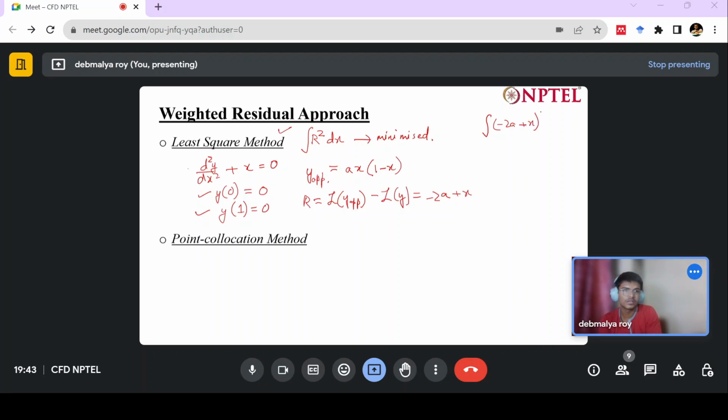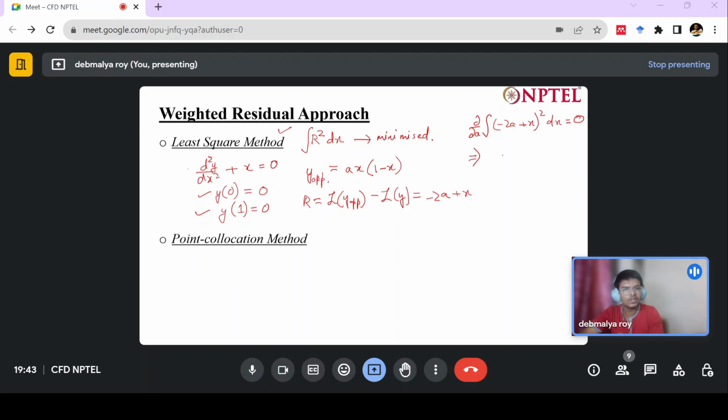Plus x. So this we have to minimize. Now what does minimization mean? Minimization we can do simply by taking the partial derivative with respect to a and equating it to zero. So this is one way of finding the minima.